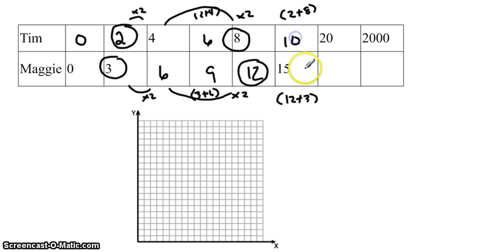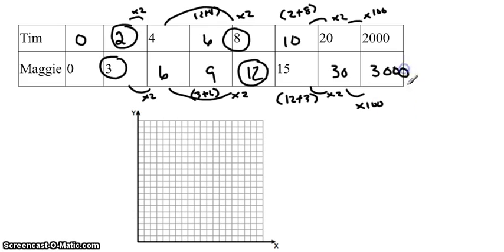to get 10. So now I'm going to make 20, so I'm going to go ahead and times 2 here. I'm going to times 2 here, which makes 30. And then if I needed to, I could fill in, but hopefully you recognize that this is going to be times 100. And then I'm going to go ahead and times by 100 here to get to 3,000. And these would all make equivalent ratios.